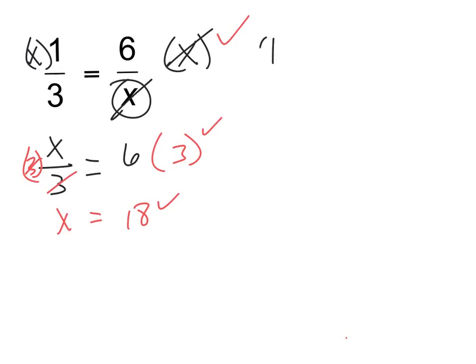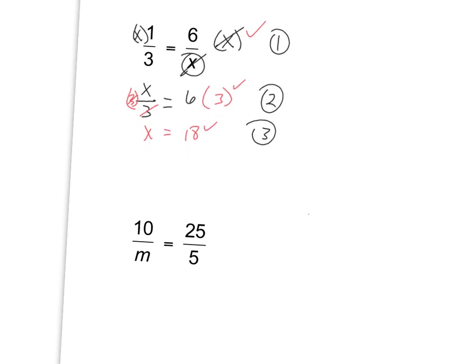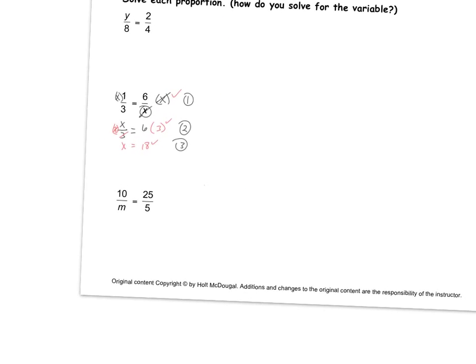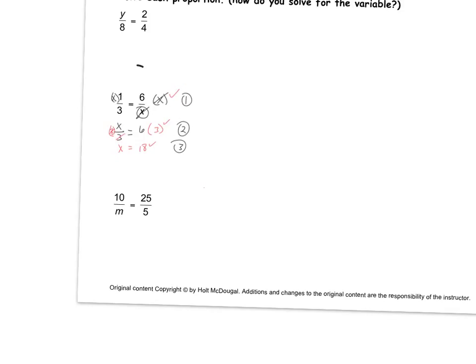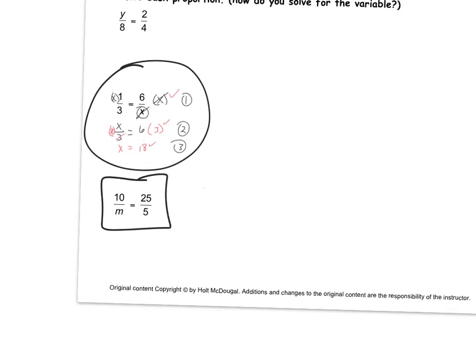So tell me, oops, sorry about that. I want you to write a statement for step number 1, a statement for step number 2, and a statement for step number 3. And then you're going to do that same thing for the last problem, that last one right there. So I've already done this one for you. You just got to give me the 3 steps, and you do this one as well.